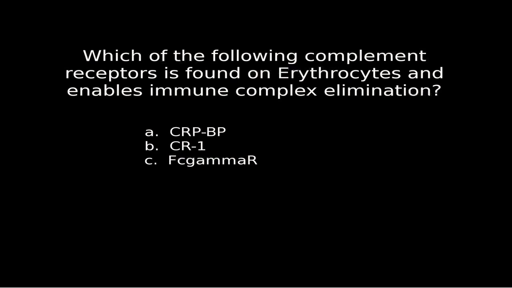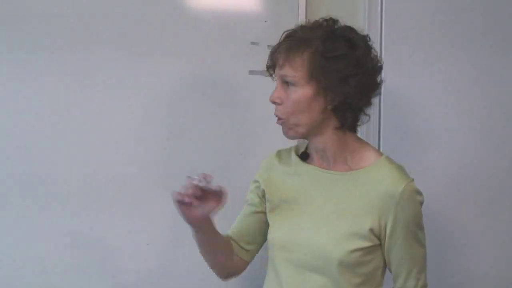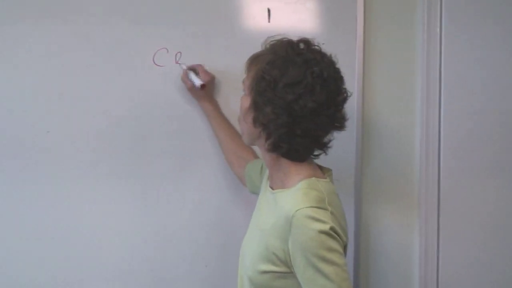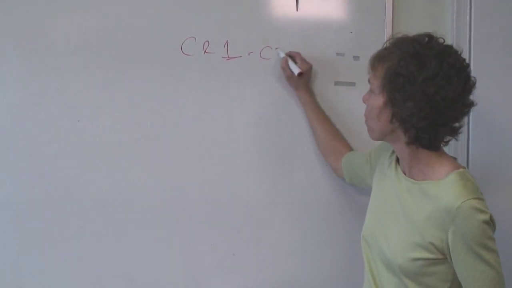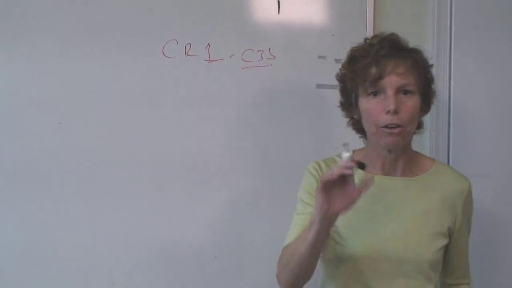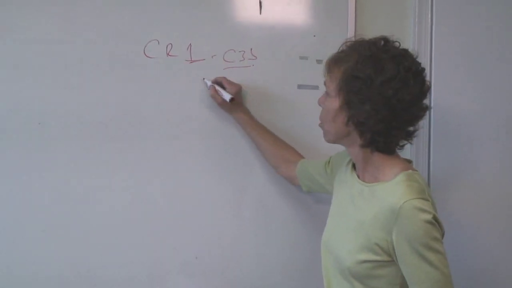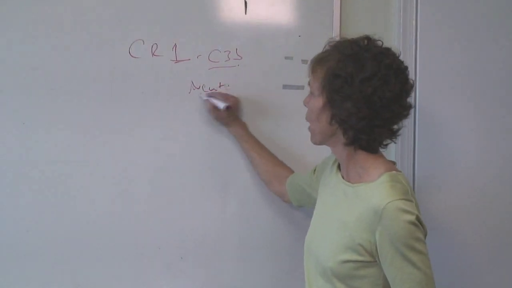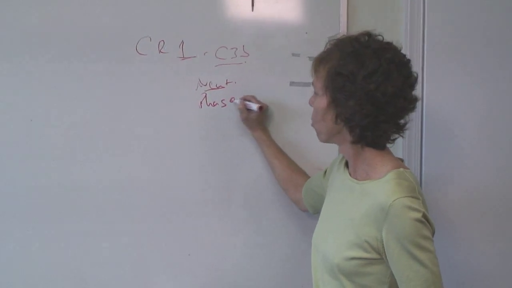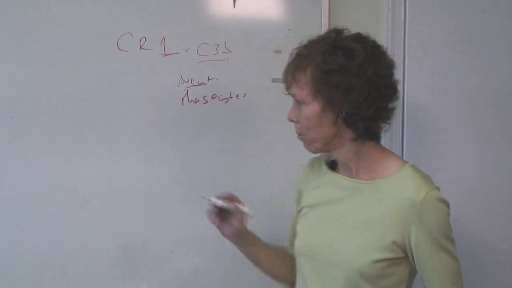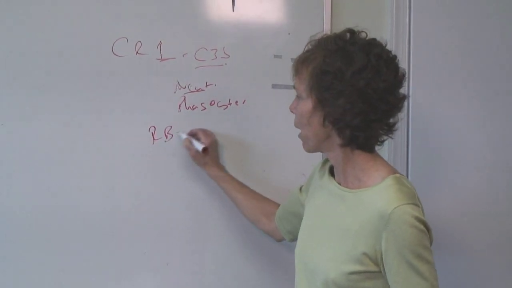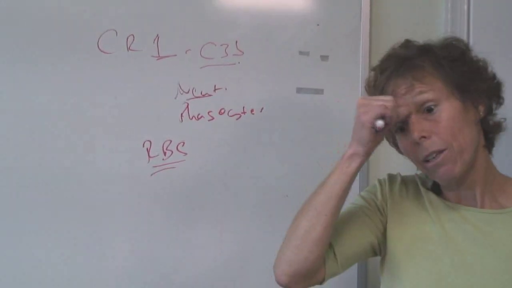Now remember that we talked about complement receptors. So let's go through this quickly. We have complement receptor 1, and that, remember, was the C3b receptor. The cells that have that are going to be your neutrophils, your phagocytes, just in general, but also red blood cells. So why do they have it?